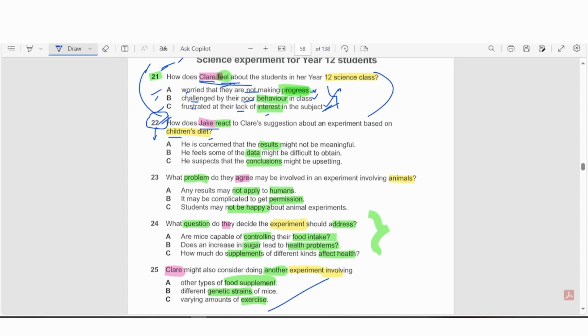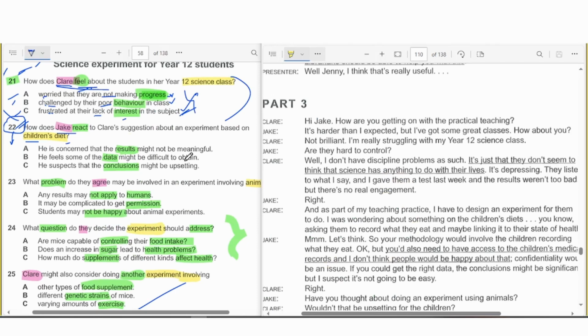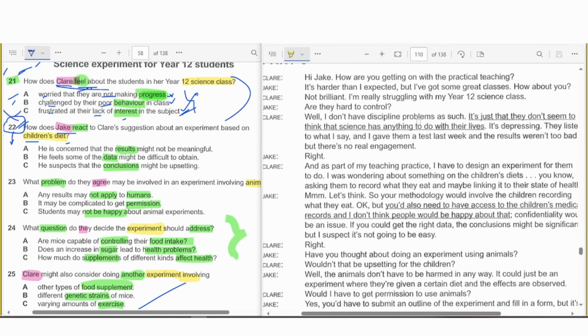Alright, so let's check the answers, and it's also the script. Let's go and research the script. Here is the script on the right side of the screen. You can see, and also confirm the answer. Let's go and do that. Now listen carefully and answer questions 21 to 25.